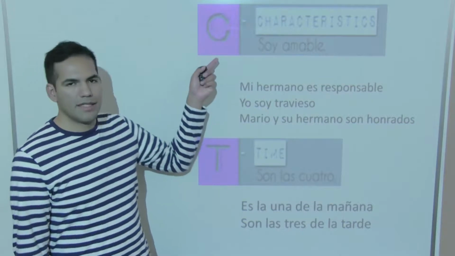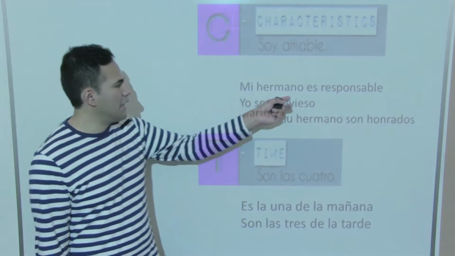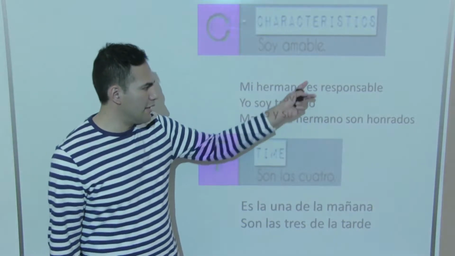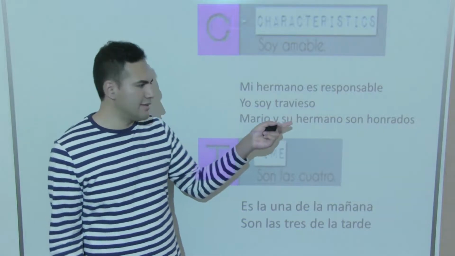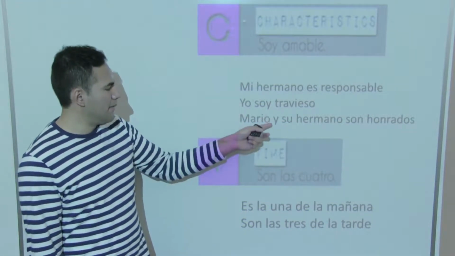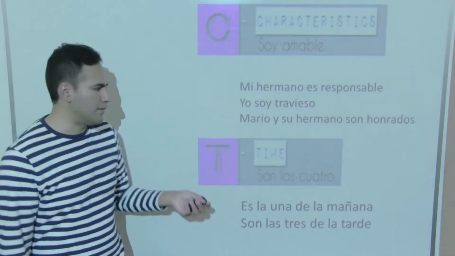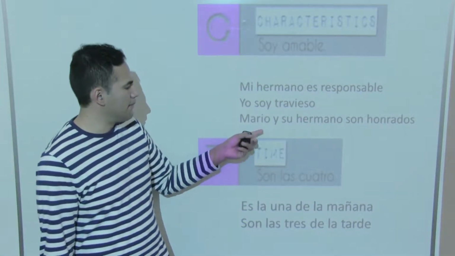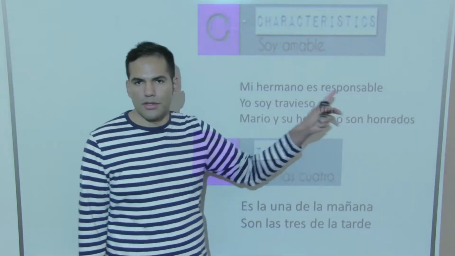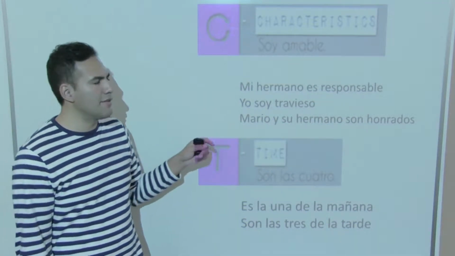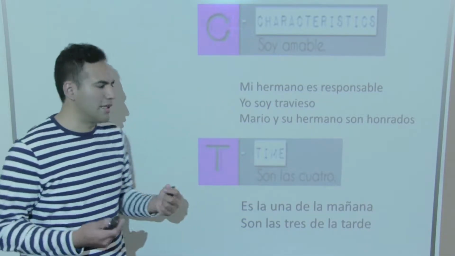Next one, characteristics. My brother is responsible. Mi hermano es responsable. Here we have es. Yo soy travieso. I am mischievous. Mario and his brother are honorable. Mario y su hermano son honrados. So those are characteristics, specifically about personal characteristics, like your personality, how you are, etc.